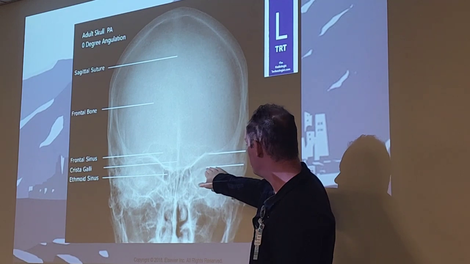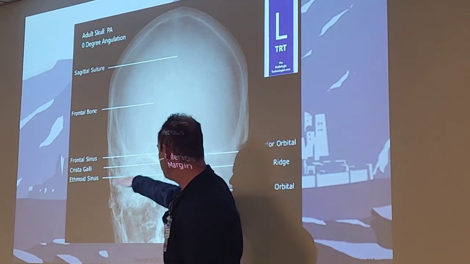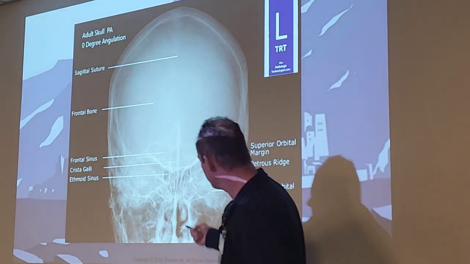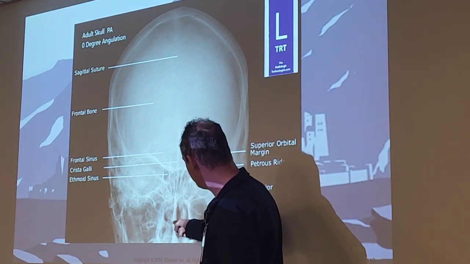This is the left petrous ridge. This is the right petrous ridge. Now, obviously, not everything's labeled here. What else can we label, though? Well, what about the structure coming down right here?